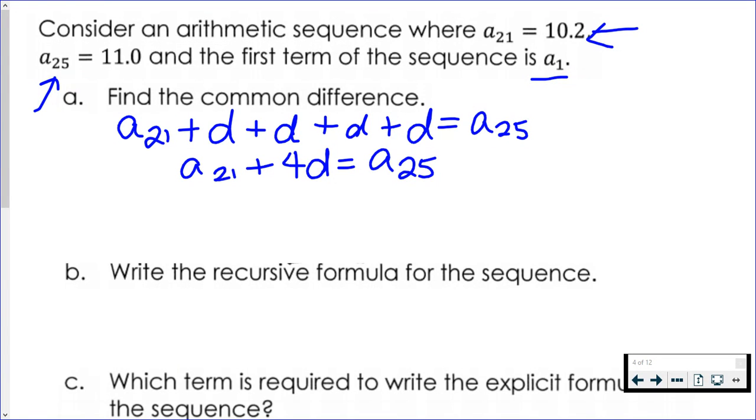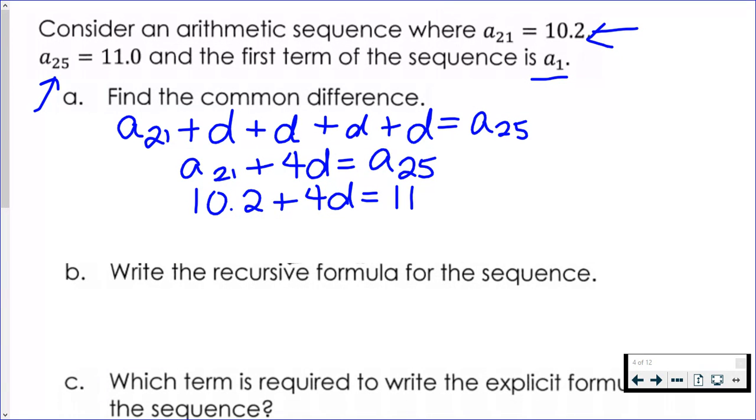So if I clean it up, that would be plus 4D. In the problem, they told us the 21st and the 25th term, so I'm going to go ahead and substitute those in. And that gives me 10.2 plus 4 common differences equals 11. And now we can solve for the common difference.